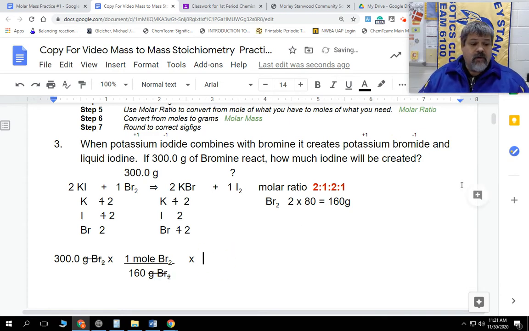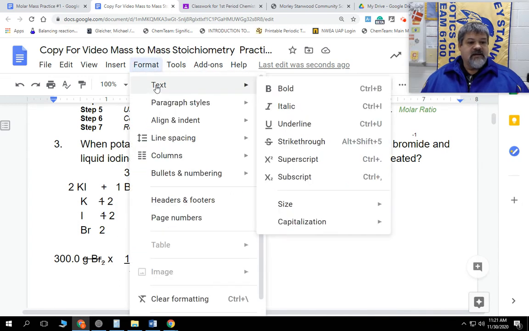Top is what we're looking for. So we're going to put 1 mole of iodine. And on bottom, we're going to put 1 mole of bromine. Now again, the reason we're putting this on bottom is because we need to get rid of this unit. So we're going to get rid of this unit because I have it on top and bottom.